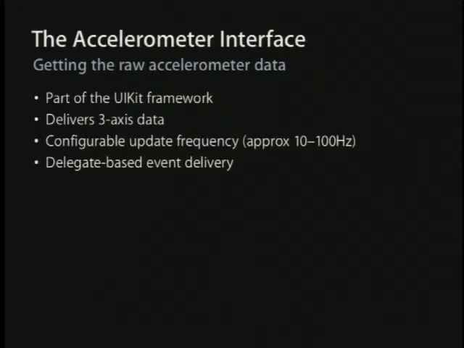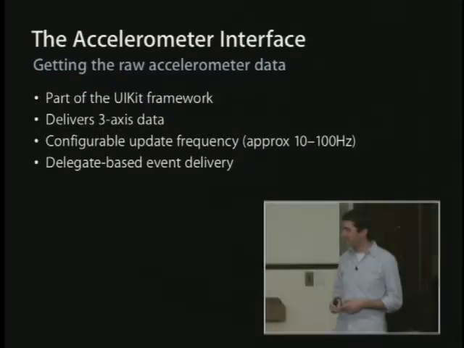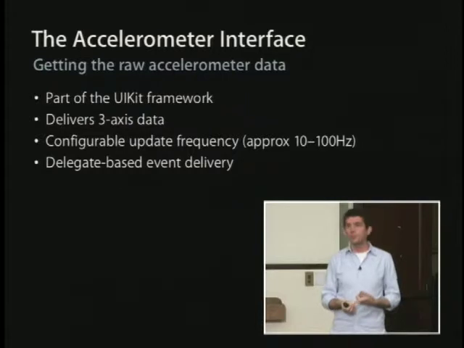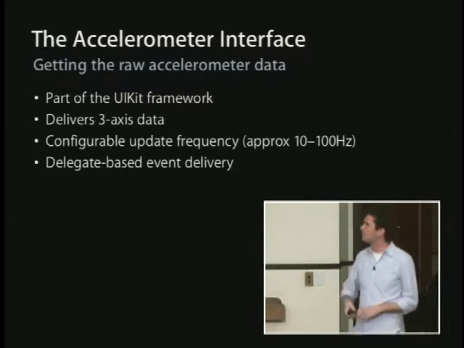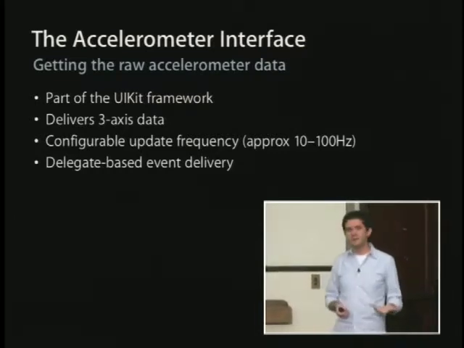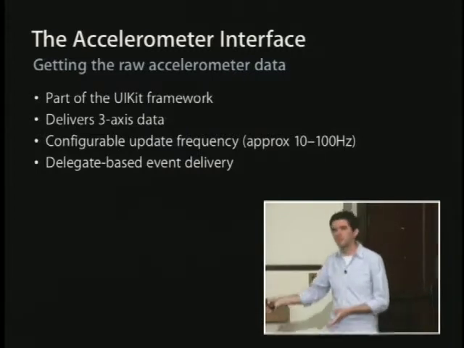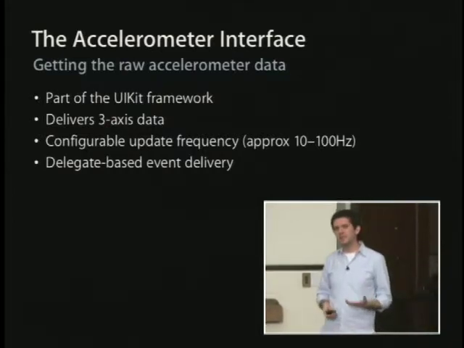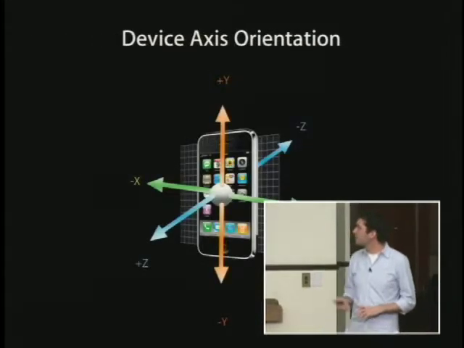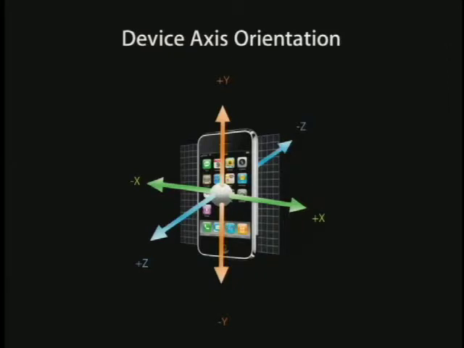That's where we start to get into the accelerometer interface. It's also part of the UIKit framework. There's a UIAccelerometer class. It delivers 3-axis data, so it'll give you X, Y, and Z for all the orientations you might be interested in. It has configurable update frequency, so you can get updates either 10 times per second or 100 times per second, tailored to what your app is trying to do. And it's delegate-based event delivery, pretty similar to the CLLocationManager class that we already talked about. So you basically end up getting the orientation something like this: Y is going vertically through the device, X is going horizontally through the device, and Z is coming out the front and out the back.